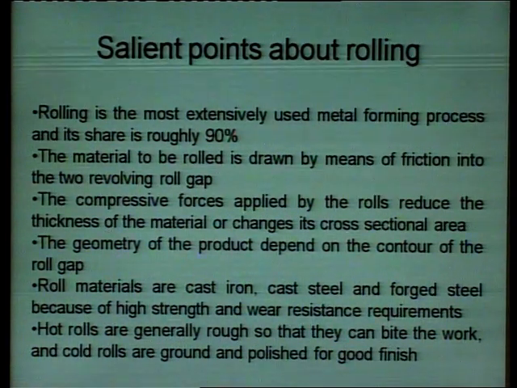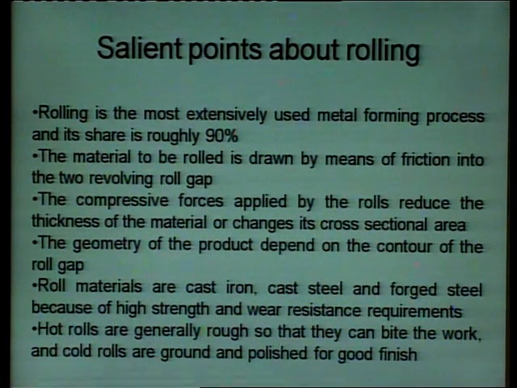Rolling is the most extensively used metal forming process, and its share is roughly 90% of the total forming processes. The material to be rolled is drawn by means of friction into the 2 revolving roll gaps. Both the rolls are revolving in opposite directions, so the material is automatically pulled into the rolls.